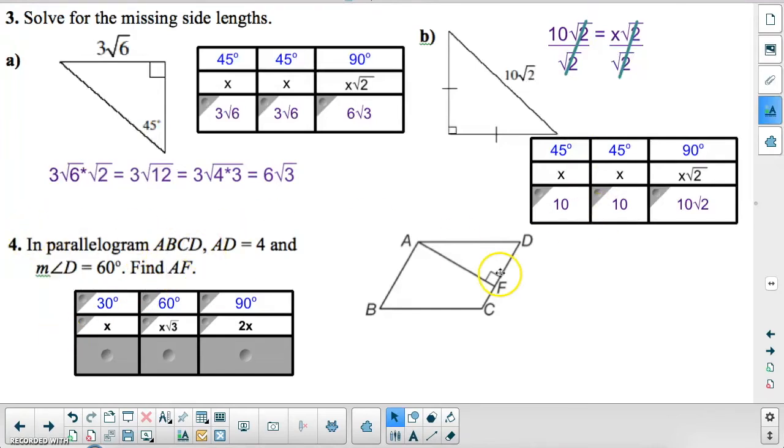In number 4, we have a 30-60-90. It says angle D is 60 degrees. And AD is 4. The 4 is across from our 90, which gives us our 2x piece of our pattern. So if 2x is 4, we divide by 2 to get x. 2x is equal to 4, so x has to be equal to 2. Then we take x and plug it into x to get our x root 3 piece. So that becomes 2 root 3. AF is the segment we want, which is across from the 60. Therefore, AF is 2 root 3.